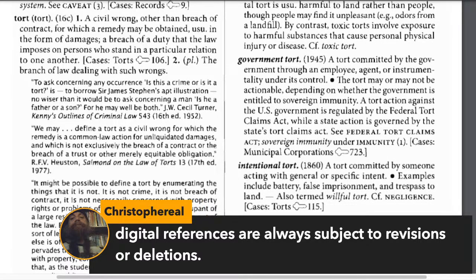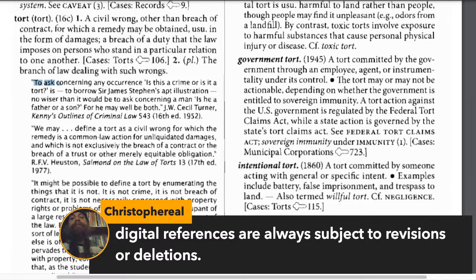Tort from the 16th century. A civil wrong other than breach of contract, for which a remedy may be obtained, usually in the form of damages. So it's a civil wrong other than a breach of contract. A breach of a duty that the law imposes on persons who stand in a particular relation to one another. A branch of law dealing with such wrongs.